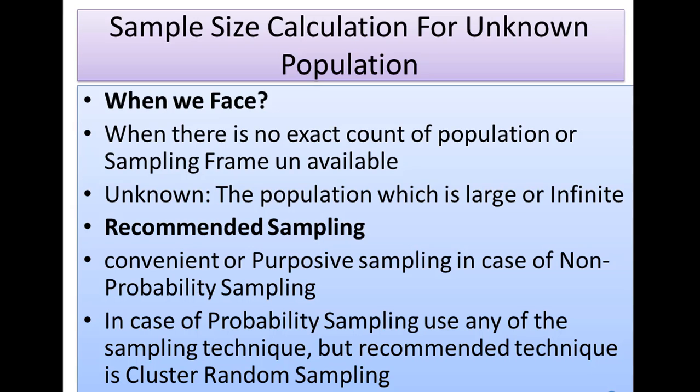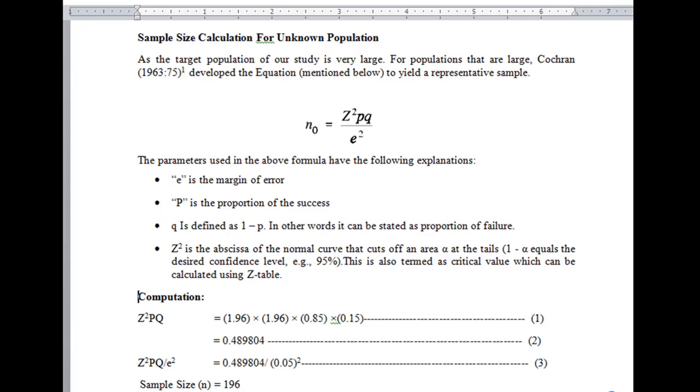Again, why is cluster recommended here? Because in the case of a large or infinite population, cluster is more convenient than any other sampling technique. So in the next slide, we are going to discuss which formula is recommended in this case. As the target population for the study is unknown or the population is very large, for a large population, Cochran in 1963 developed an equation to yield a representative sample.